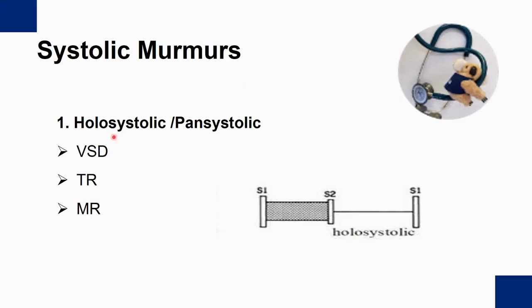Systolic murmur can be pansystolic, which is also called holosystolic. Pansystolic means throughout the systole period. From S1 till S2, you can hear the murmur throughout the systole period. So the diagram should be made like this: first heart sound, second heart sound, again first heart sound. Within the beat, throughout the systolic phase you are hearing this murmur. Examples of systolic murmur are conditions like VSD, tricuspid regurgitation, and mitral regurgitation, which have a pansystolic or holosystolic murmur.